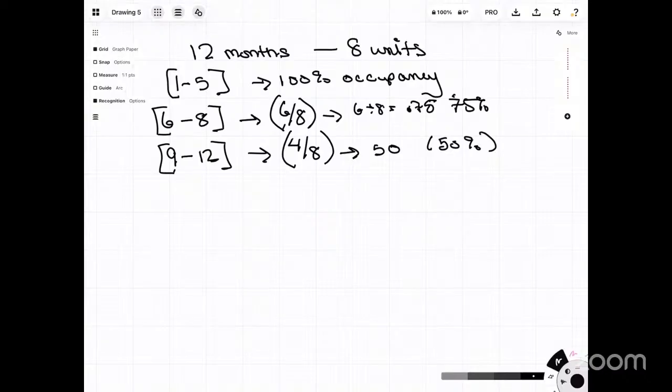Now, I am not a math guru, but here's how I would do it. In my mind, if I'm looking for a percentage of occupancy for the whole year, I need to know how many total possible units could be rented. So if it's 12 months and there's 8 units every month, then that would be 12 times 8, which is, oh, I always hate my 12s, 96, right? There's 96 total.